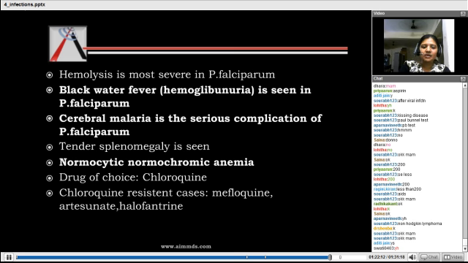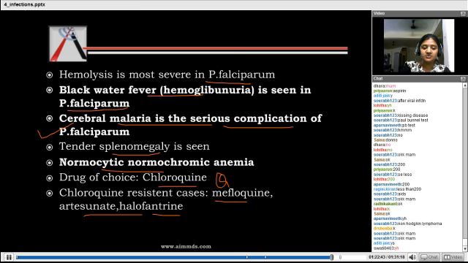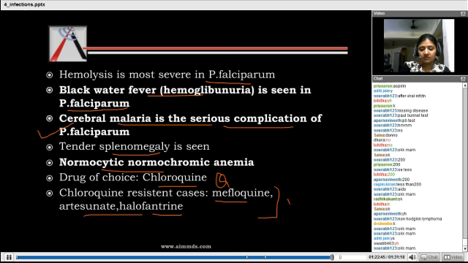Now, you will see hemolysis being most severe in falciparum malaria. You have blackwater fever, which is also seen in falciparum. Cerebral malaria is a very serious complication that also happens because of falciparum. You may see a tender splenomegaly. Anemia will be seen here, but that will be a normocytic anemia. Drug of choice is chloroquine MCQ. If the parasite is resistant to chloroquine, then you give mefloquine, artesunate, and halofantrine. Very important MCQ.